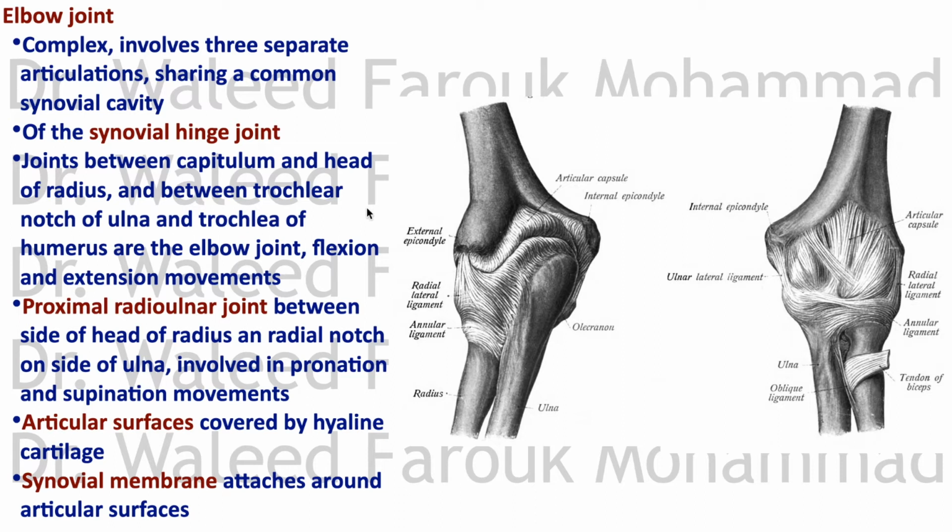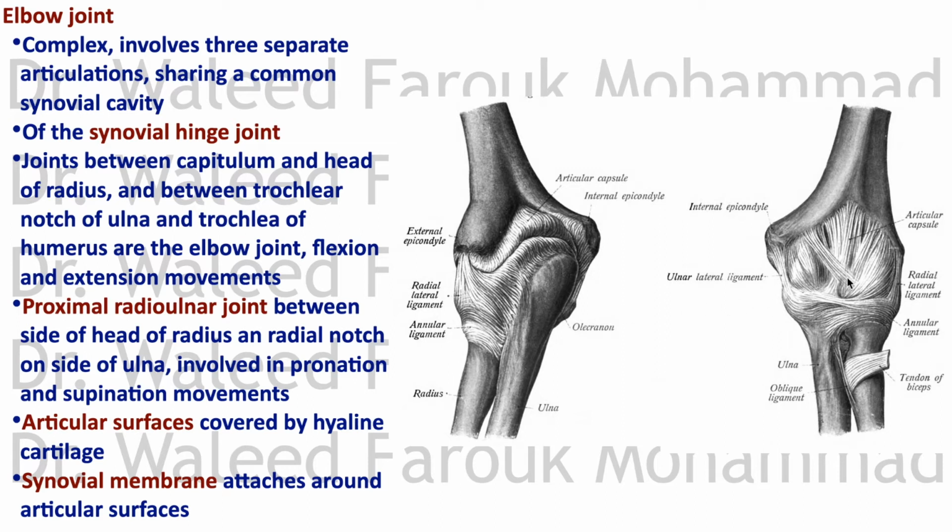The proximal radioulnar joint, the joint that is included in the elbow region, is between the side of the disc-like head of radius and the radial notch on the ulna. All the articular surfaces are covered by hyaline cartilage. Synovial membrane attaches around the articular surfaces.